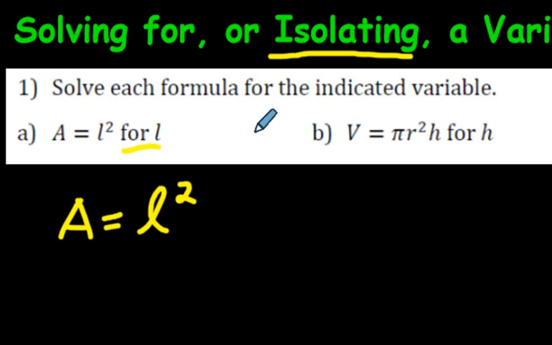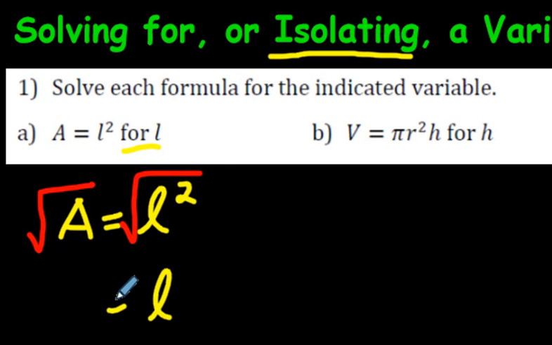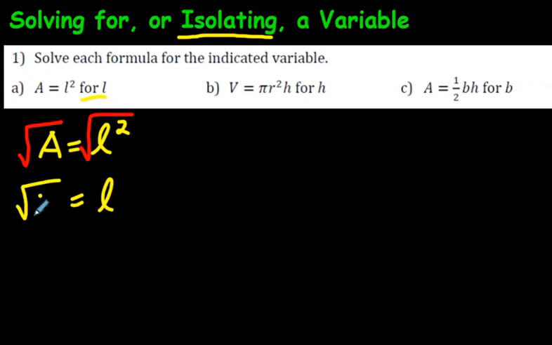So if you took the square root of both sides, because you have to do the same thing to each side when you have an equation like this, what are you left with? You're left with L equals the square root of A. And guess what? You have solved for L. You have isolated L all by itself.